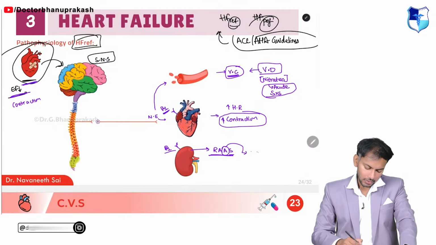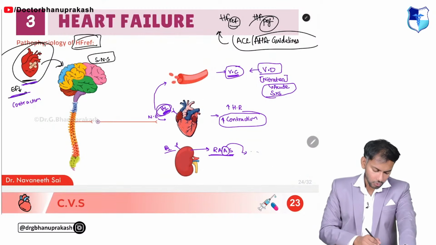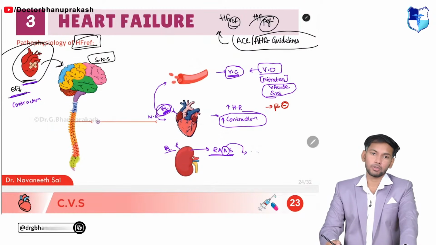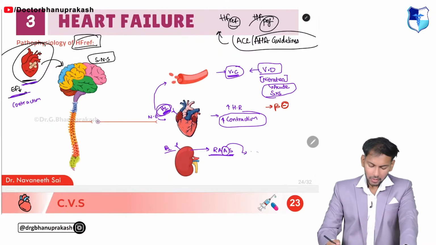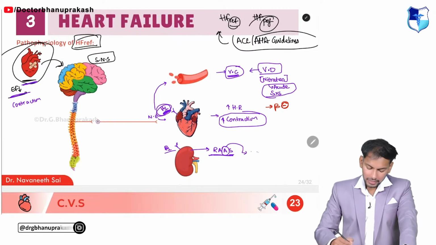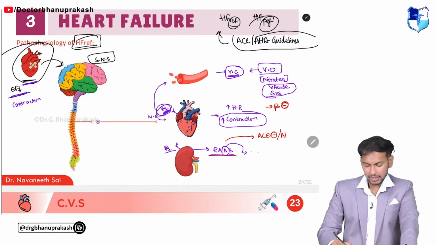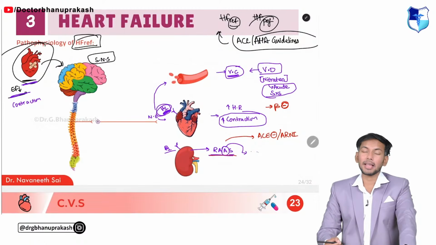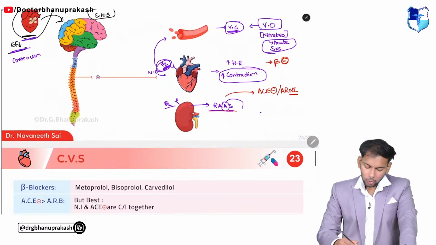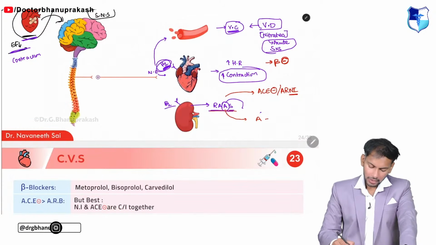How can you stop it? See, this is happening because of the beta receptor. So, the first drug you are going to give is a beta blocker. Then, vasoconstriction can also be blocked, and the renin-angiotensin-aldosterone system can also be blocked by ACE inhibitors. Now, we have a new drug that is better than ACE inhibitors, that is ARNI. ARNI means angiotensin receptor blocker plus neprilysin inhibitor. To stop this aldosterone, we will give an aldosterone antagonist, that is spironolactone.